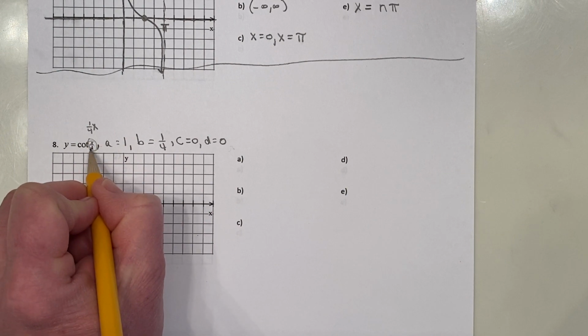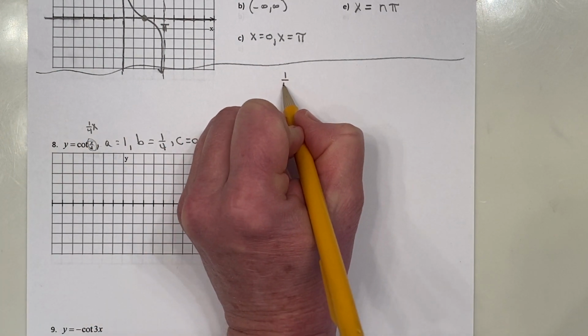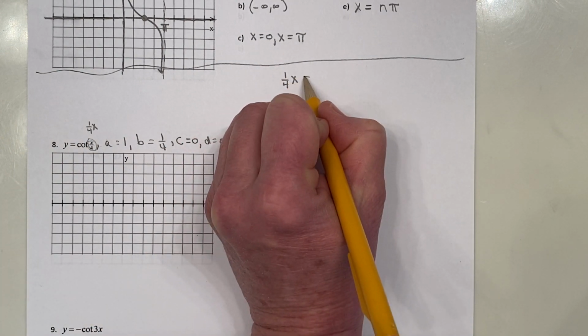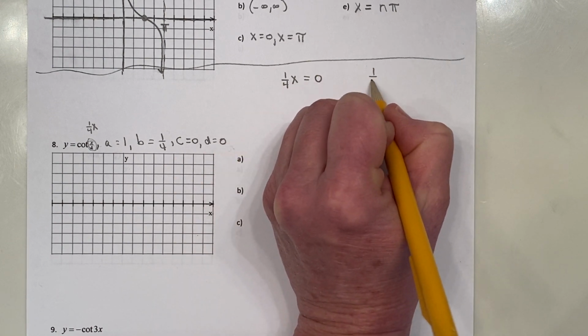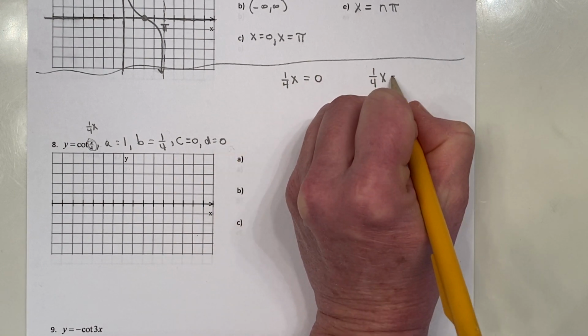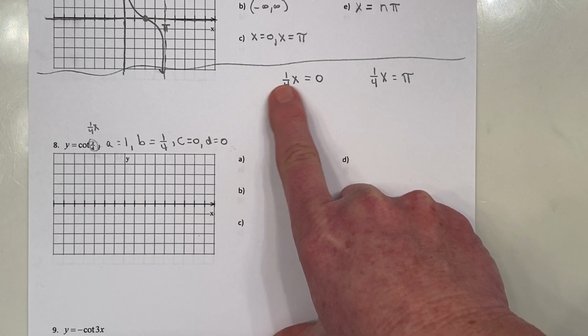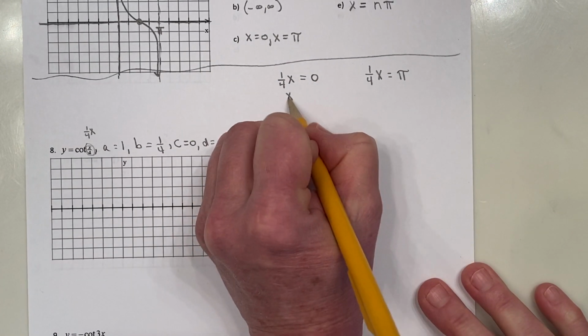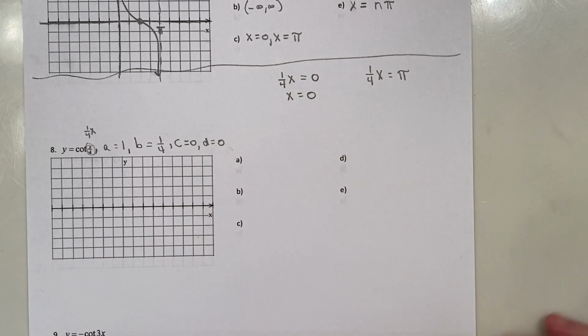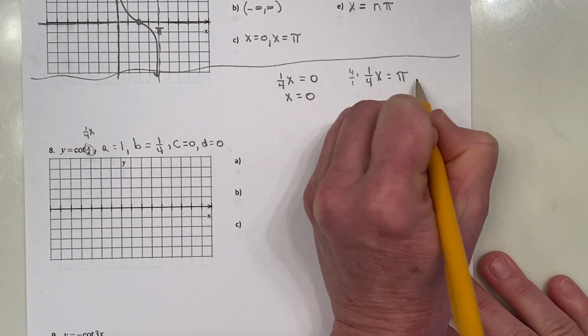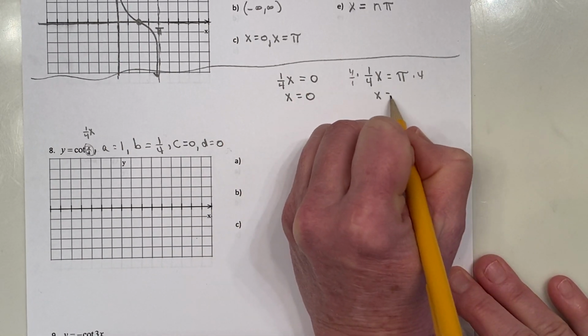So let's take x over 4, or if you want to write it as 1/4 x, that's fine. Take 1/4 x and set it equal to 0 and pi. All right, let's multiply both sides by 4 to get x by itself. Well, that's still going to be 0. Multiply both sides by 4, so x equals 4 pi.